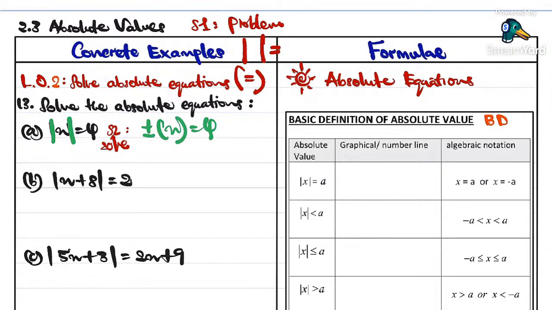And so x equals 4 or x equals negative 4. So that is our answer. That is the first answer, guys. As easy as that. We have two types of answer: one is positive 4, one is negative 4.